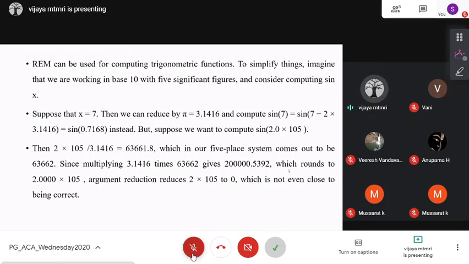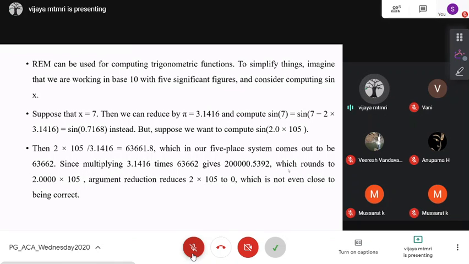To illustrate, imagine you were working in base 10 with 5 significant figures and consider computing sin x. Suppose that x is equal to 7, then we can reduce by pi, which is 3.1416, and compute sin 7 minus 2 times pi, 2 times 3.1416, which is nothing but sin 0.7168 instead.